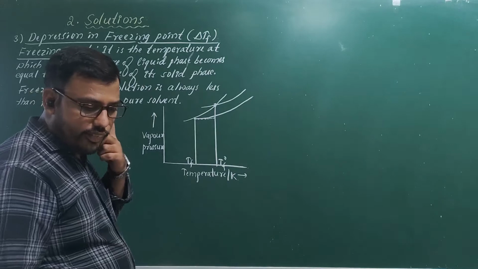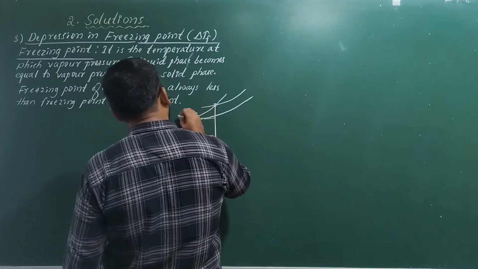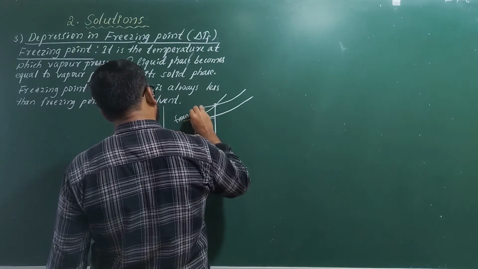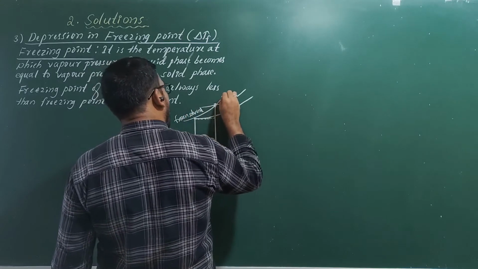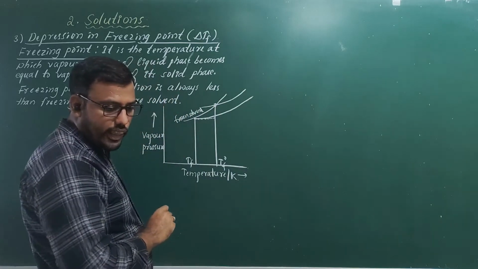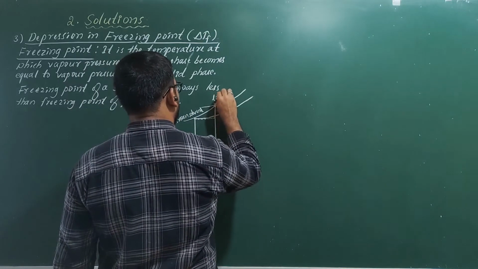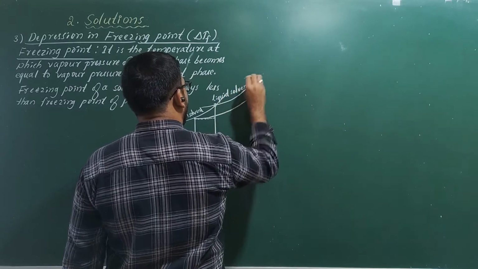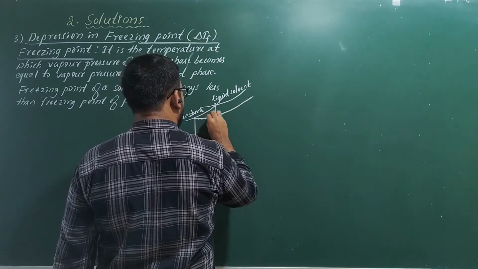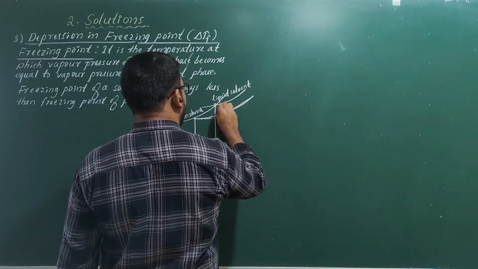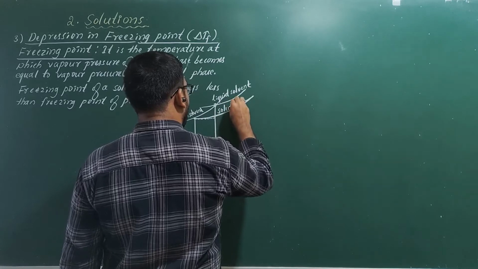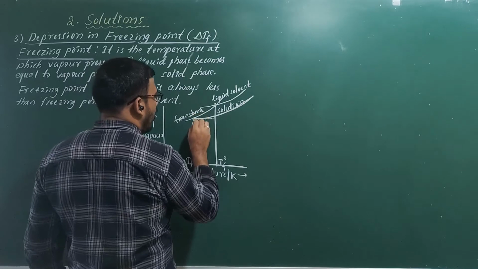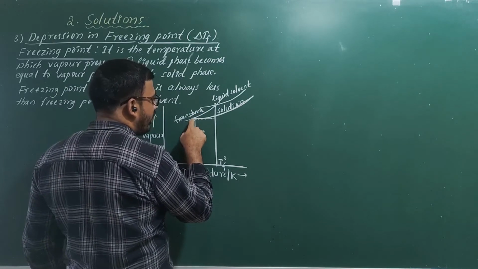Okay, you see this graph. This is the frozen solvent, solid solvent, and this is the graph for liquid solvent, and this graph is for solution. If you observe properly, this is the freezing point of solution.